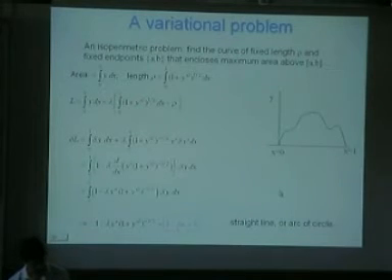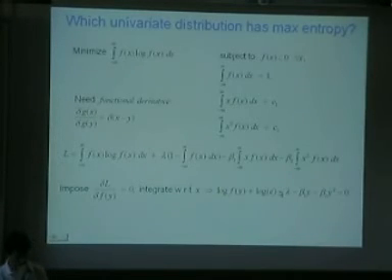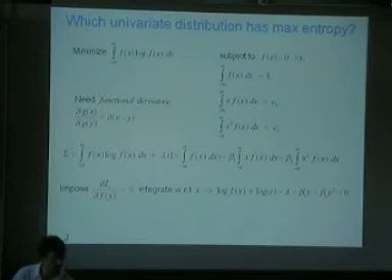Okay. Let's do something slightly closer to home. I'm going to ask you the following question. I give you a univariate distribution, and I want to know which one has maximum entropy, maximum uncertainty.